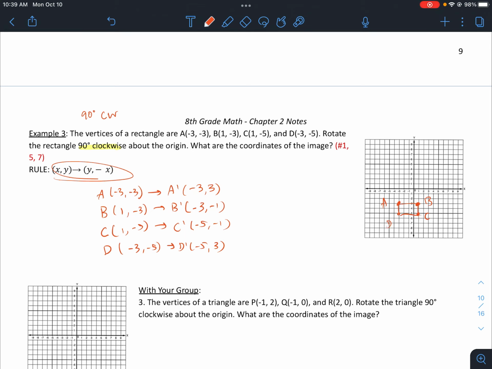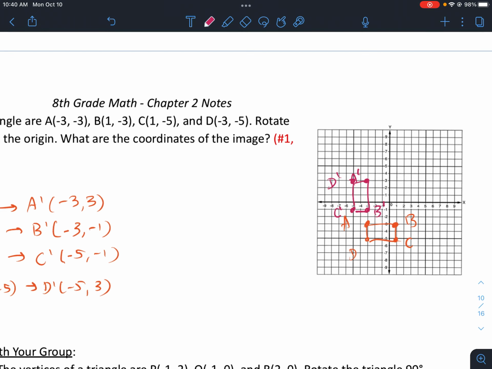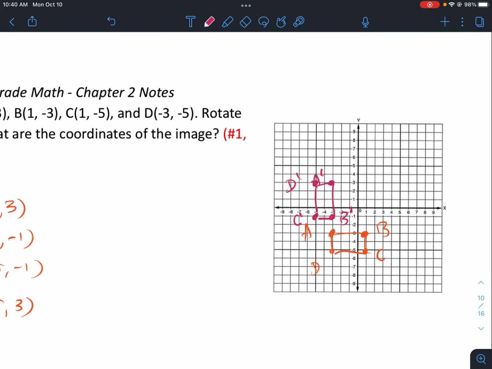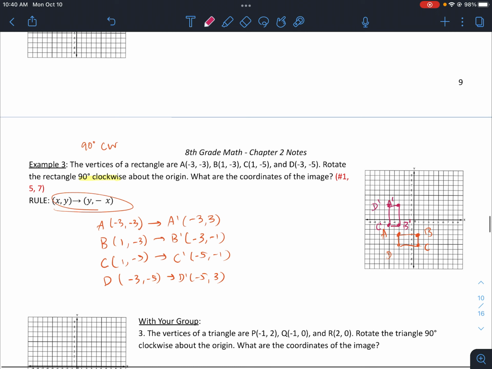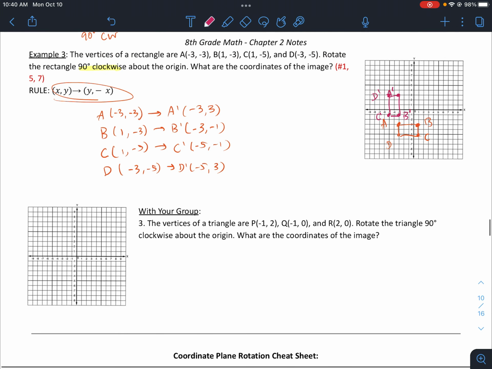Here is my rectangle. I'll do the new image in red. Negative 3, positive 3, here's my A prime. Negative 3, negative 1, here's my B prime. Negative 5, negative 1, here's my C prime. D prime is (negative 5, positive 3). So it looks like in this image, it is rotated 90 degrees clockwise, right? Why don't you try this last one on your own as well?